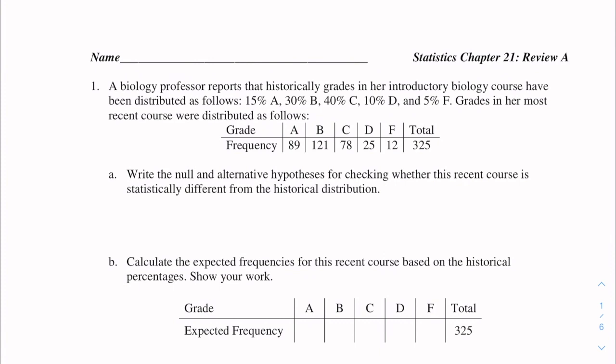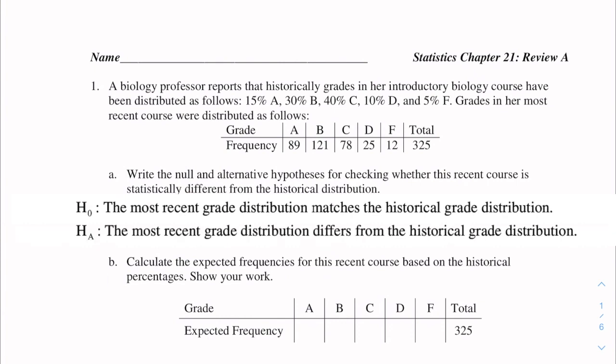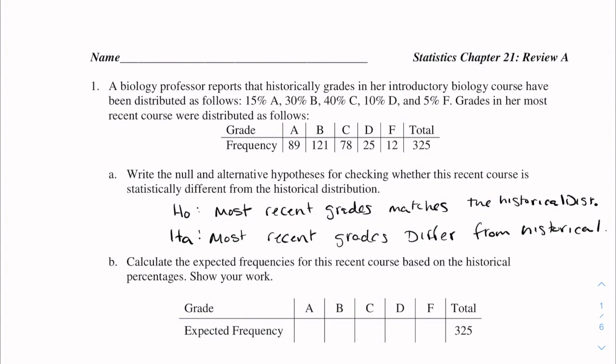A biology professor reports that historically grades in her introductory biology course have been distributed as follows: A's, B's, C's, D's, and F's. Grades in her most recent course were distributed as follows. So the first thing that we want to be able to do is write our null hypothesis. When we look at this, we ask, what are we trying to measure here? Our null hypothesis would be the most recent grade distribution matches the historical grade distribution. With our alternative meaning this class is not like the historical grade distribution, so the most recent grade distribution differs. So that's our first part.